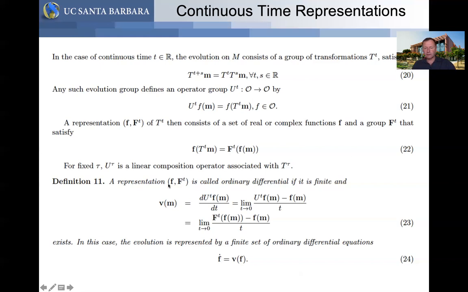So we can go a little bit further and say, well, the classical set of dynamical systems that is under vast use is ordinary differential equations. And so one can obtain the ordinary differential representations, provided that the limit when t goes to 0 of the operator action on the set of observables that one has, divided by t, converges and gives us what we can call a vector field V of M. And in that case, we obtain a finite set of ordinary differential equations, F dot is V of F.